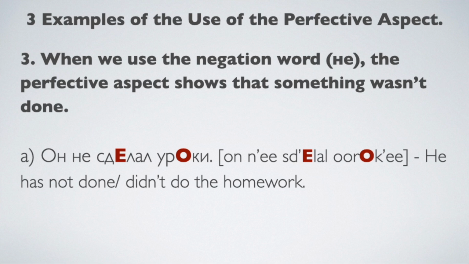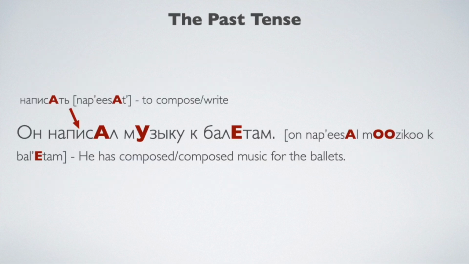You should remember that when you use the perfective aspect, it means there is a result from the action. In all the sentences I've just given you, there is a result. It can be good or bad, successful or not, visible or invisible, but we have it. And because we have a result, we understand that the action was completed. For example, он написал музыку к балетам. With the help of the perfective verb написал, we understand that this music exists and we can listen to it.